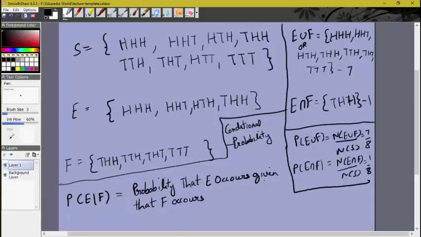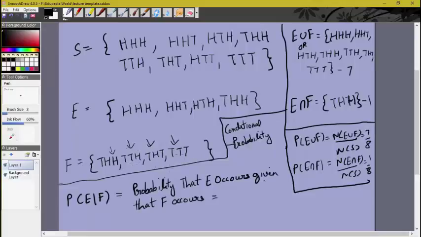So obviously we don't need to take HHH because F does not occur in HHH. We need it to start with the tails. So before using the actual formula, let's just try to calculate its value. If F is occurring, that means one of these 4 events has to be occurring. Earlier our total sample size had 8 elements, but we are already told that F occurs. In that case, the sample size reduces from these 8 events to these 4 events. So now the denominator N of S, the total number of events, will actually be 4.